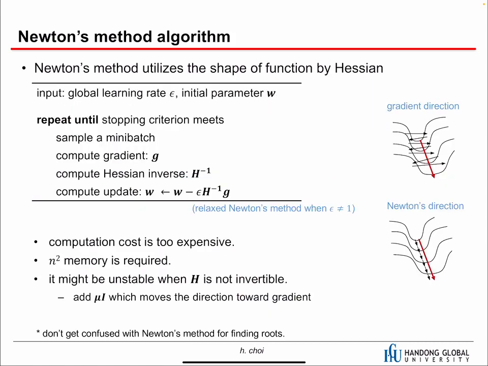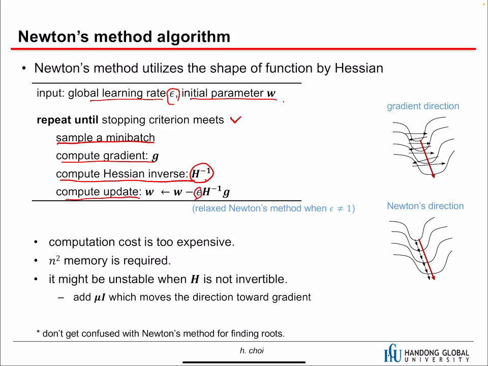Now let's talk about the Newton's method algorithm. Again, Newton's method utilizes the shape of the function via the Hessian. Given a learning rate and initial parameter, sometimes we don't need the learning rate, but sometimes we can use one. We repeat until the stopping criterion is met: we sample a mini batch and compute a gradient. So far, it's exactly the same as stochastic gradient descent. Then we compute the Hessian inverse, and then we update. Most of the time, epsilon could be just 1.